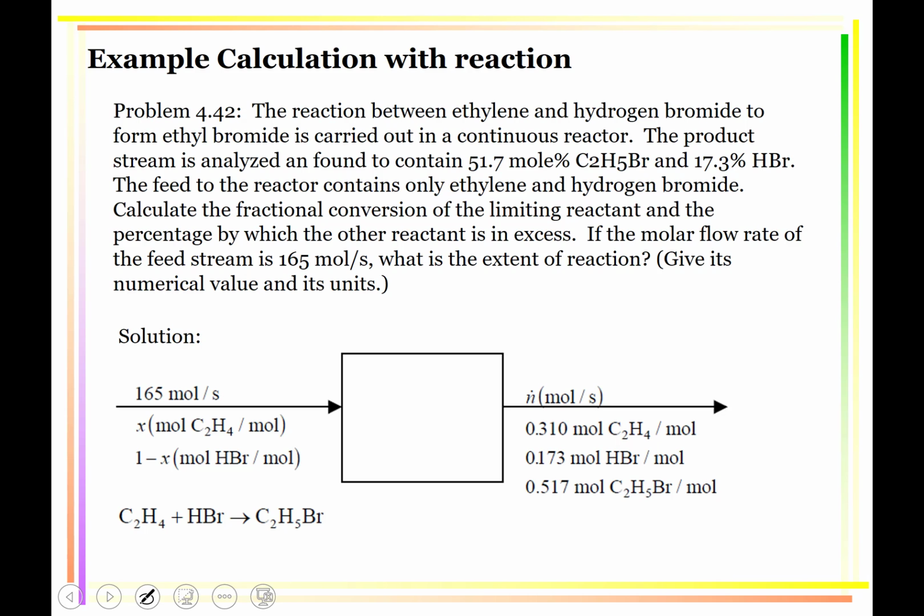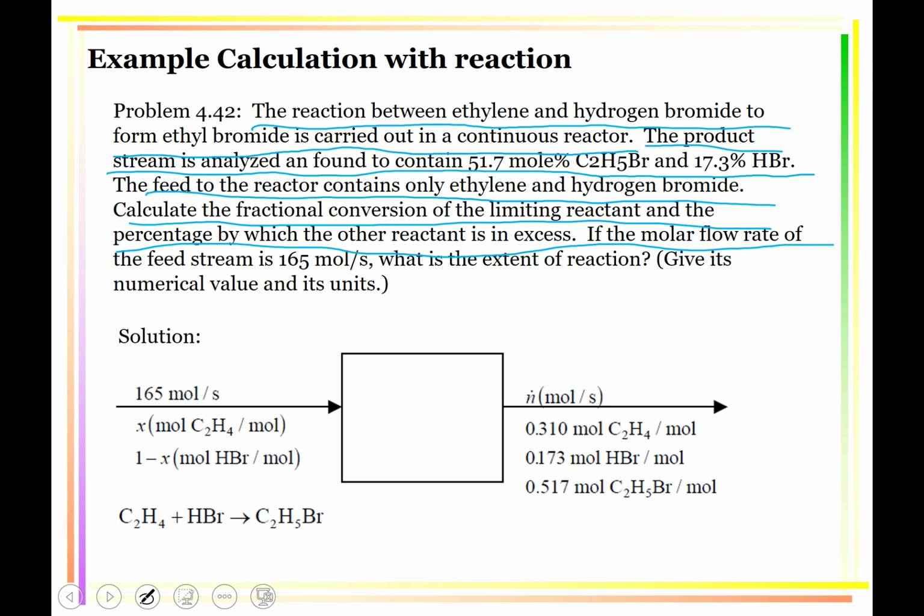Okay, so in this problem, the reaction between ethylene and hydrogen bromide to form ethyl bromide is carried out in a continuous reactor. The product stream is analyzed and found to contain 51.7 mole percent C2H5Br and 17.3% HBr. The feed to the reactor contains only ethylene and hydrogen bromide. Calculate the fractional conversion of the limiting reactant and the percentage by which the other reactant is in excess. If the molar flow rate of the feed stream is 165, what is the extent of reaction?